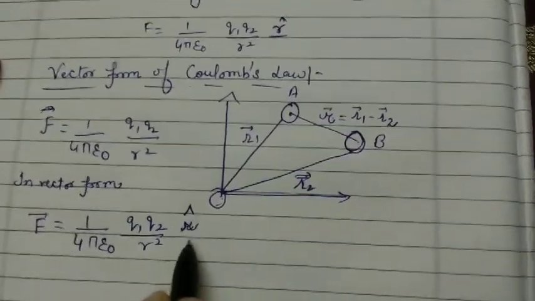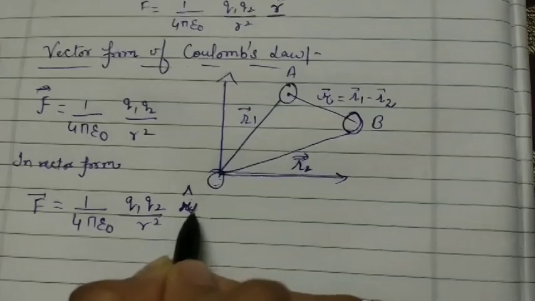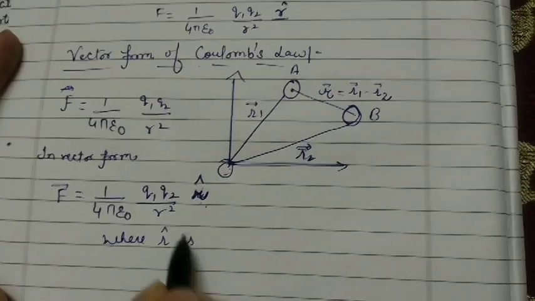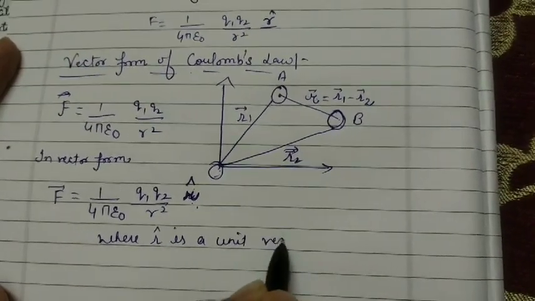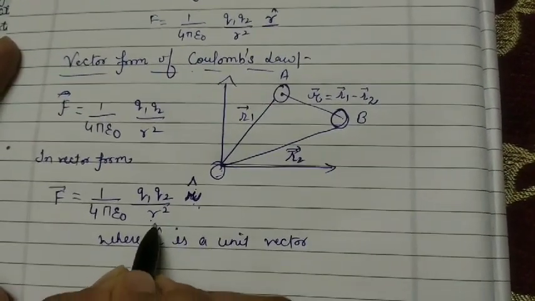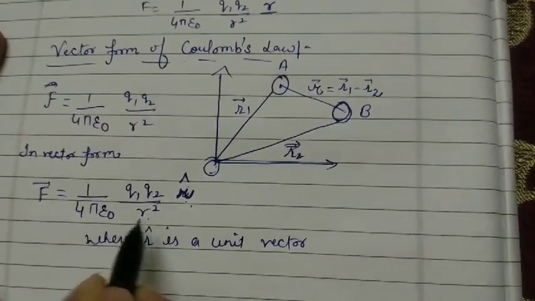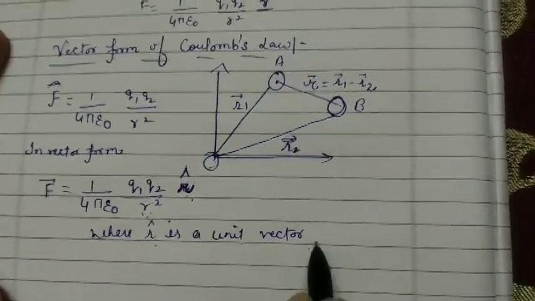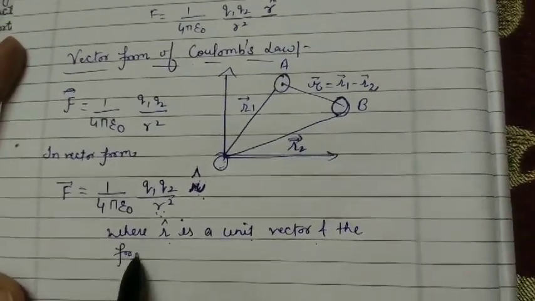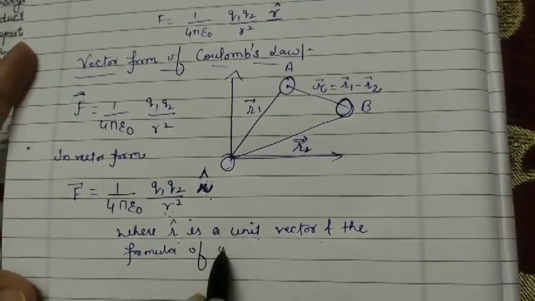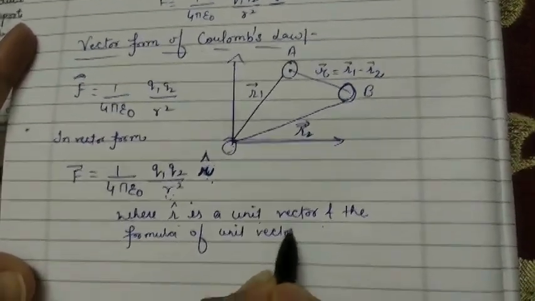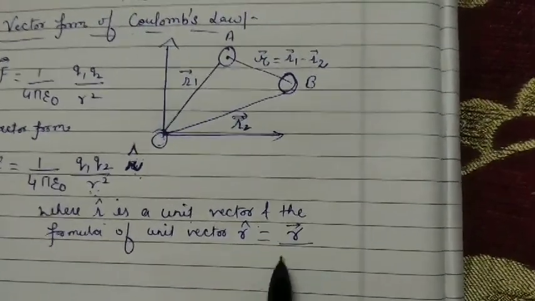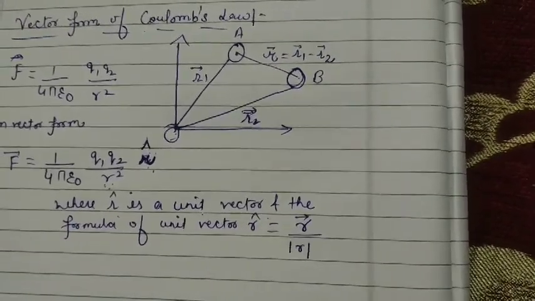In the vector form, we will write in the form of a unit vector, where R cap is a unit vector, because R is distance and distance has both magnitude and direction. So we write in the form of R cap. R cap is a unit vector, and the formula we learnt in 11th class is that the unit vector R cap can be written as R vector divided by magnitude of R.